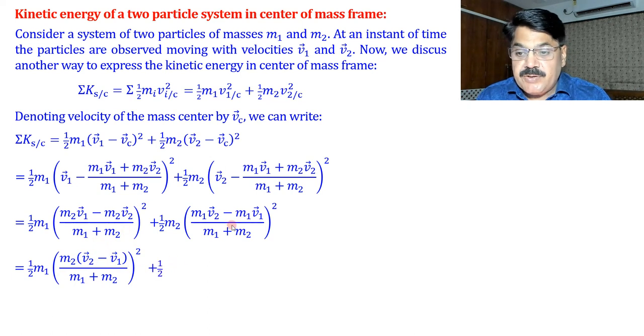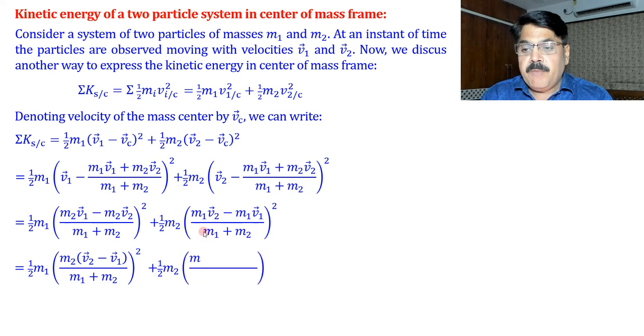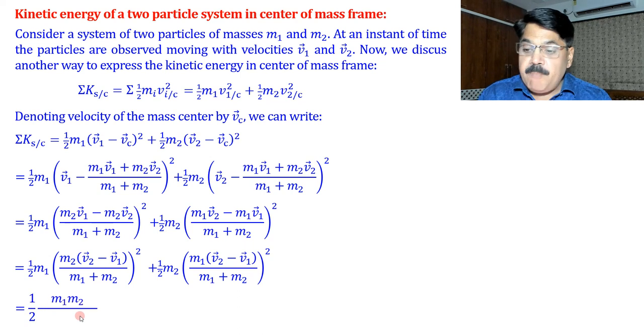It is clear for the second term, half m2. We can take m1 common, v2 vector minus v1 vector upon m1 plus m2 whole square. So from this, what can we take common? We can take half common, and v2 minus v1 whole square we can take common. And if you see what is remaining in the parenthesis, we get a very simple relation, that is half m1 m2 upon m1 plus m2 into v2 vector minus v1 vector square.